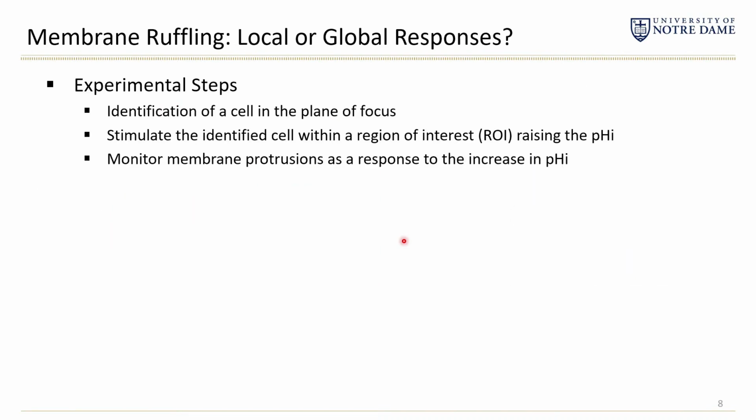So now that we've shown that we can use ArchT to increase the intracellular pH, we want to investigate critical cell biology questions. In this case, we chose to look at cytoskeleton remodeling and membrane ruffling. So I want to go through how we're setting up these experiments. Once again, we identify a single cell of interest. We draw our stimulation region of interest, shown here as a red box. We stimulate ArchT only within the stimulation region of interest with 561 nanometer light.